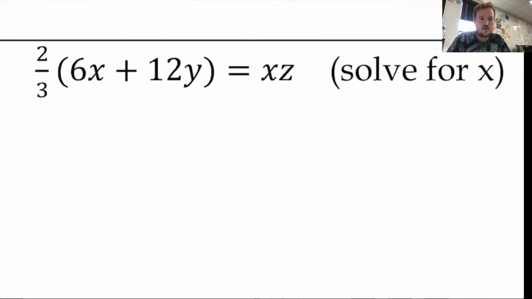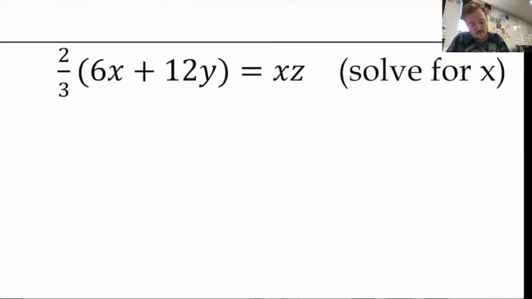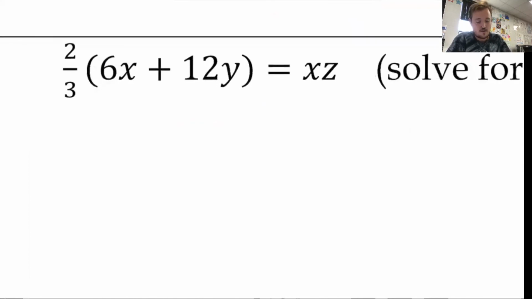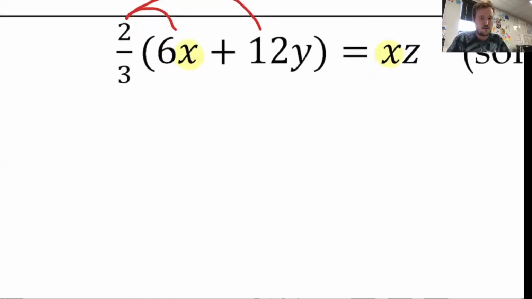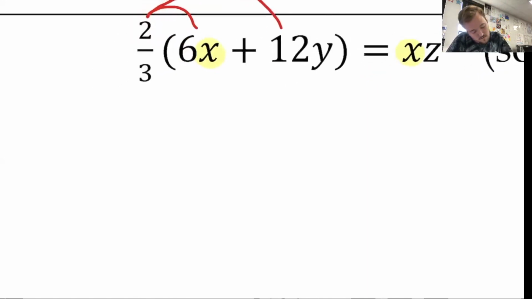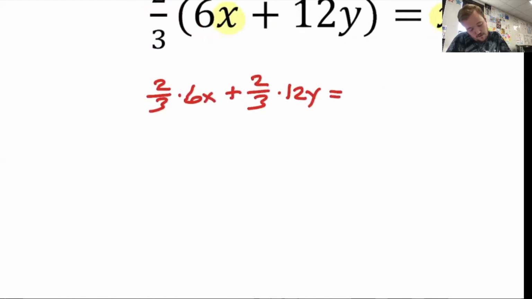All right, so this one's also kind of challenging. This is similar to one of the very first problems that we did at the top. So we want to solve for x. First thing, I'm going to distribute that 2/3 to everything inside the parentheses. So I'm going to have 2/3 times 6x plus 2/3 times 12y. That equals xz.